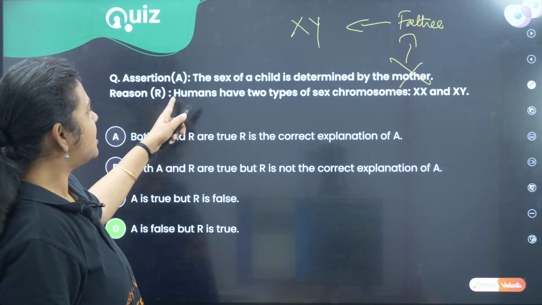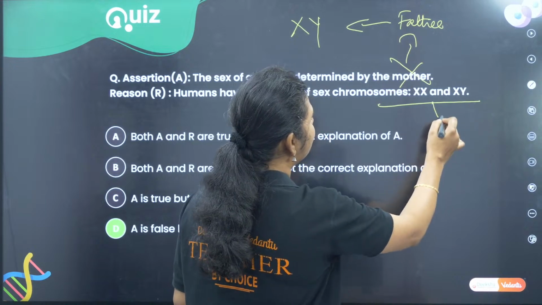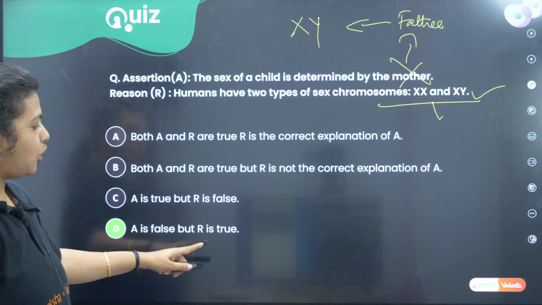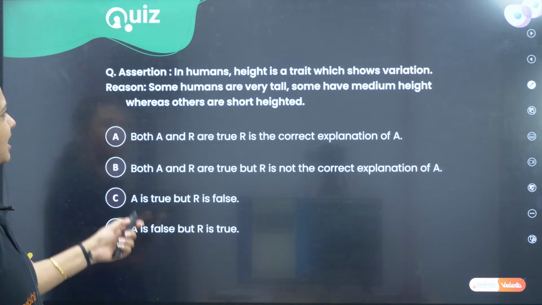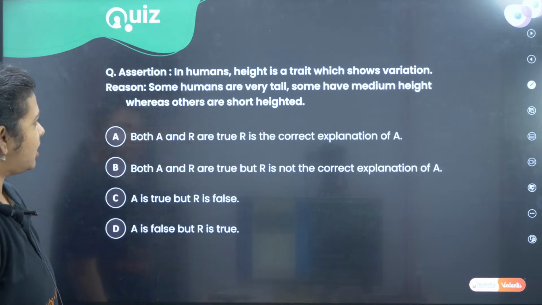The reason says humans have two types of sex chromosomes, XX and XY, which is going to be correct. So, it is going to be assertion false, but reason is true. Very good. Next assertion: in humans, height is a trait which shows variation.